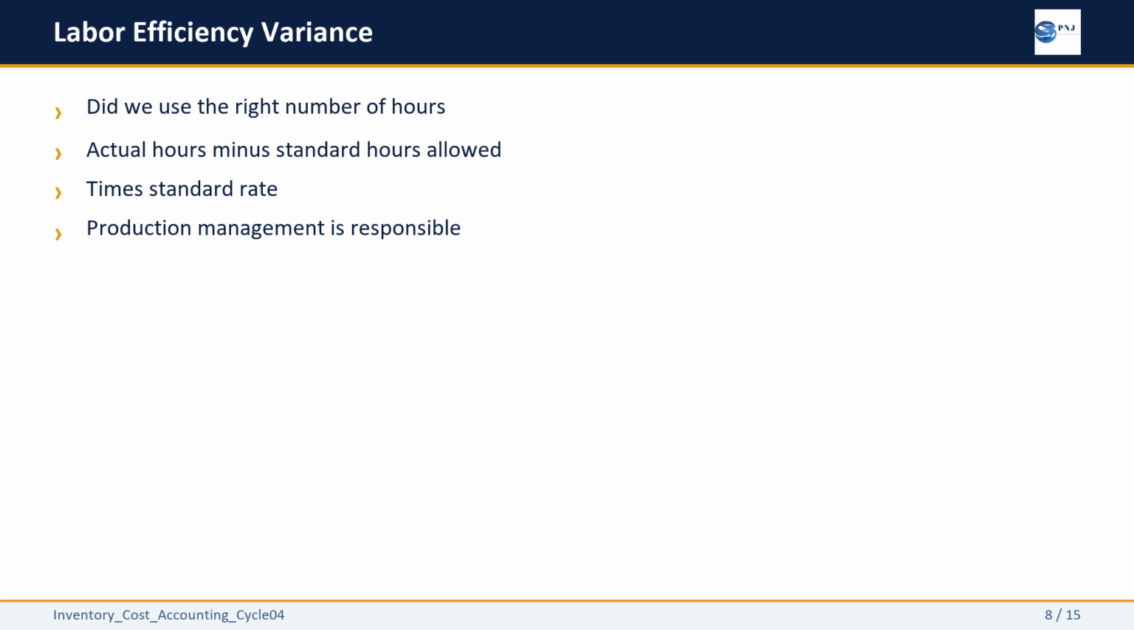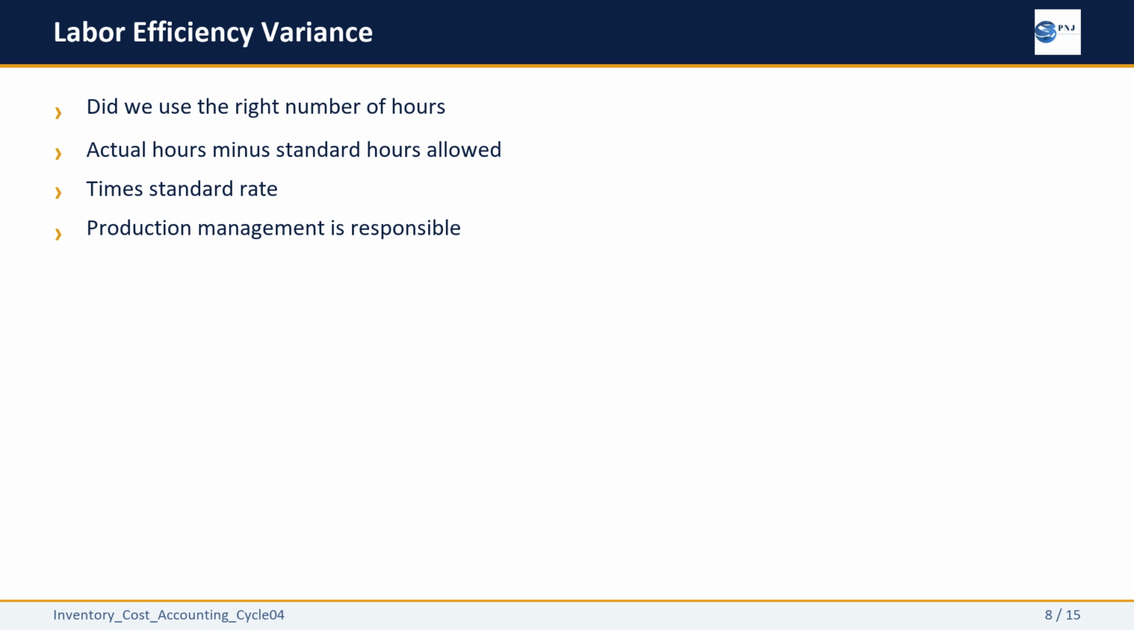When it turns unfavorable, look at machine downtime, poor scheduling, inadequate training, or general production disruptions. Sometimes it goes favorable because a crew found a better method than the standard assumed.